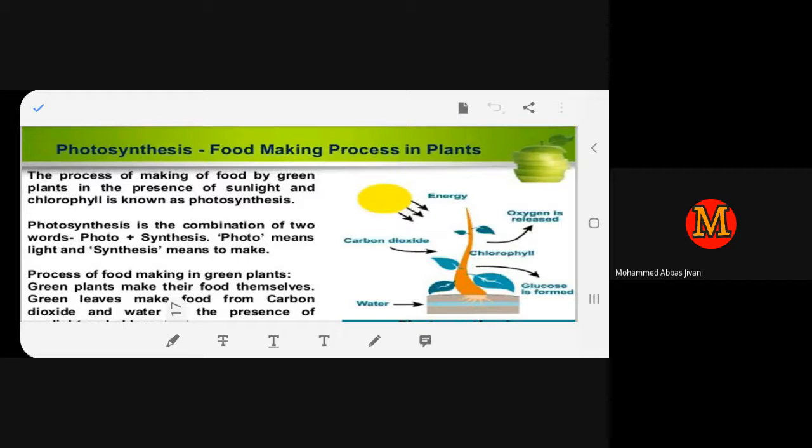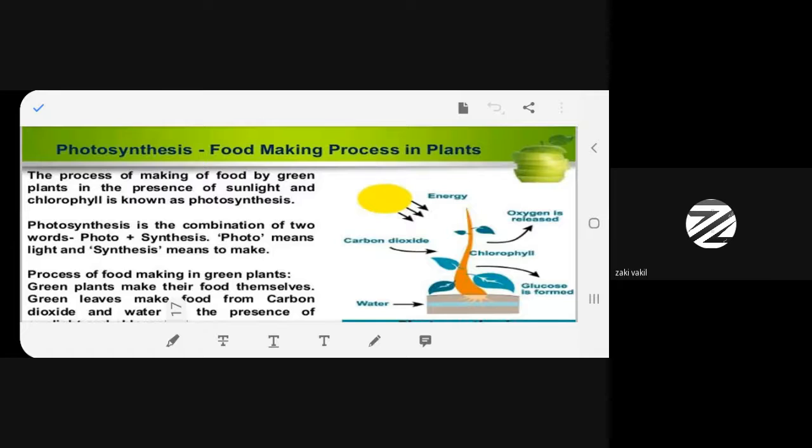Now, how do you make food? The green plants are making food with the help of sunlight and with the help of chlorophyll. That process is known as photosynthesis. You agree? Sunlight, chlorophyll, photosynthesis. Do you agree? Yes, ma'am.